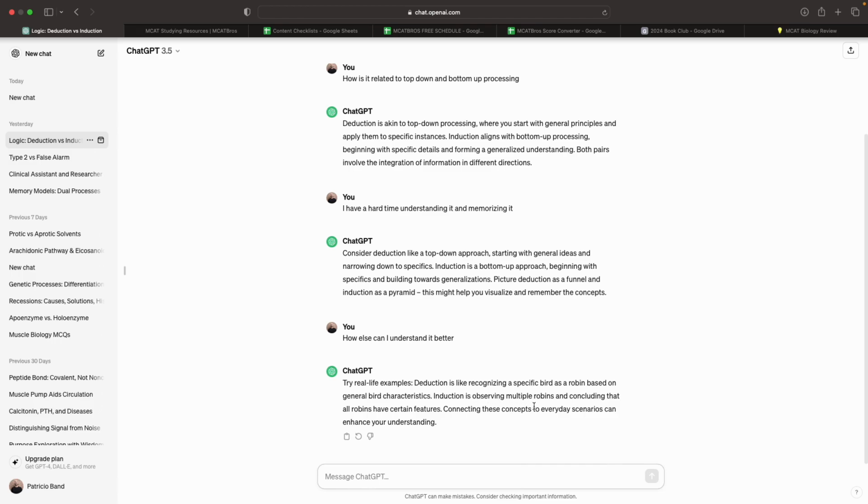But once you see multiple robins and conclude that they all have certain features, and you say they're all robins, they're like each other, that's because you went based on the stimulus, whatever was in front of you.